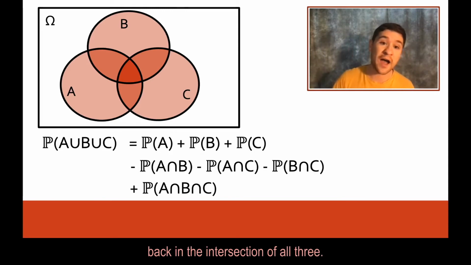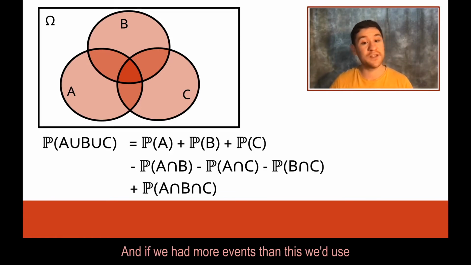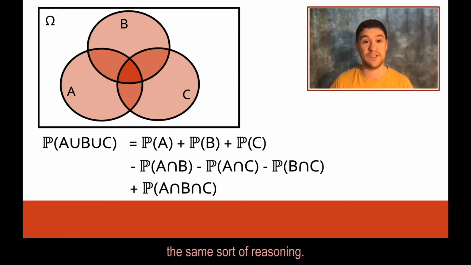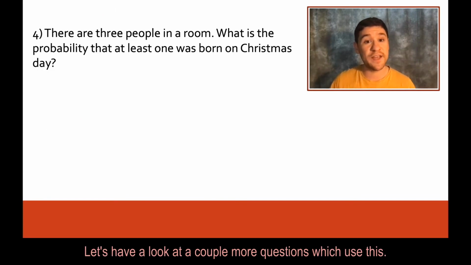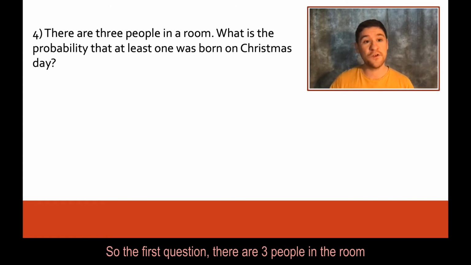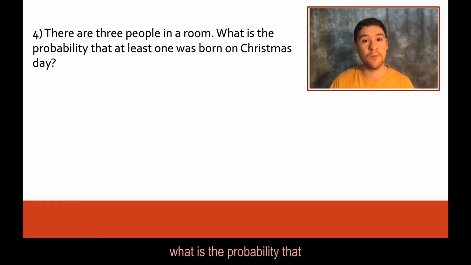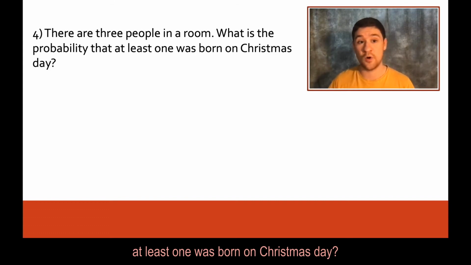Then we need to add back in the intersection of all 3. And if we had more events than this, we'd use the same sort of reasoning. Let's have a look at a couple more questions which use this. So the first question, there are 3 people in the room. What is the probability that at least one was born on Christmas Day?